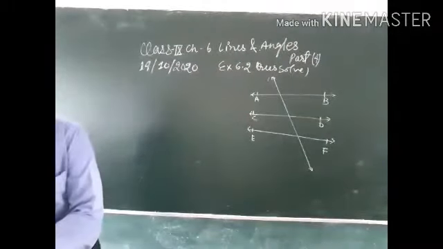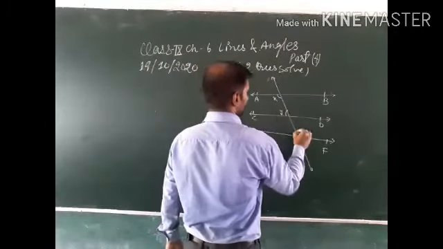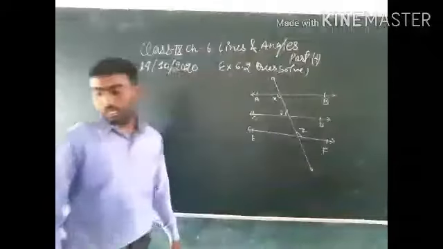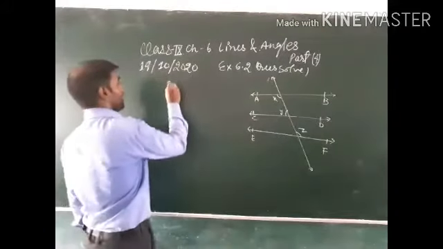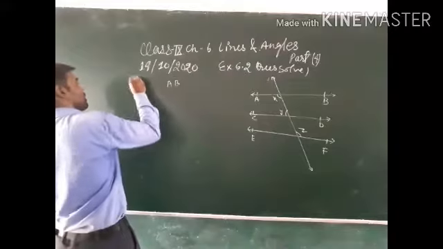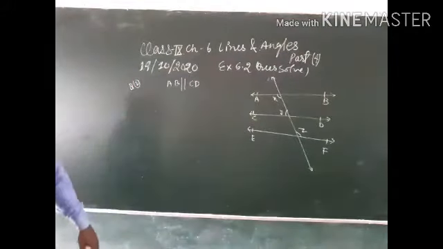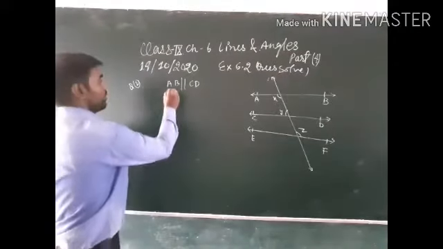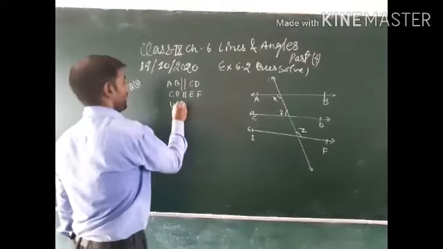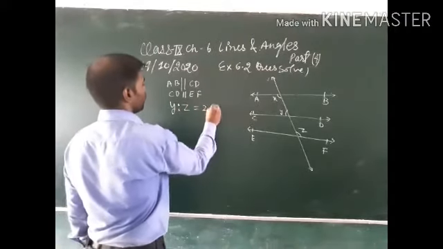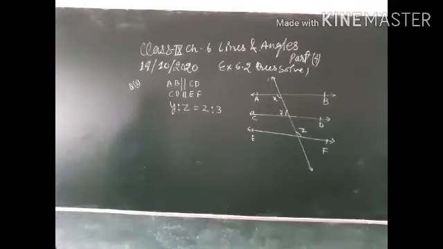and here this is X. This is Y and this is Z. X, Y and Z. And the given here: AB parallel CD and CD parallel EF. And Y ratio Z is equal to 2:3. Find the value of X.